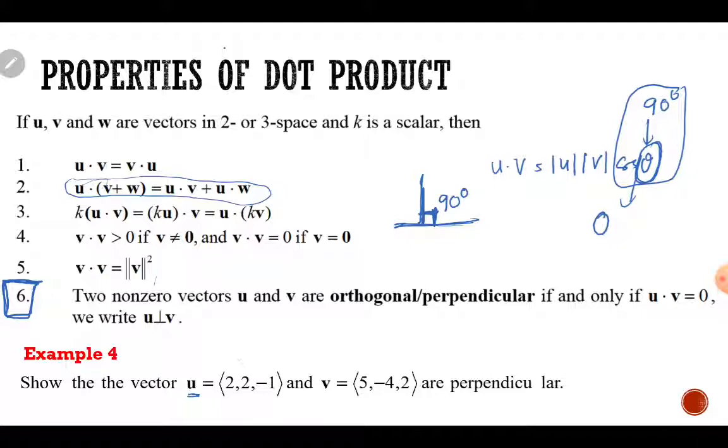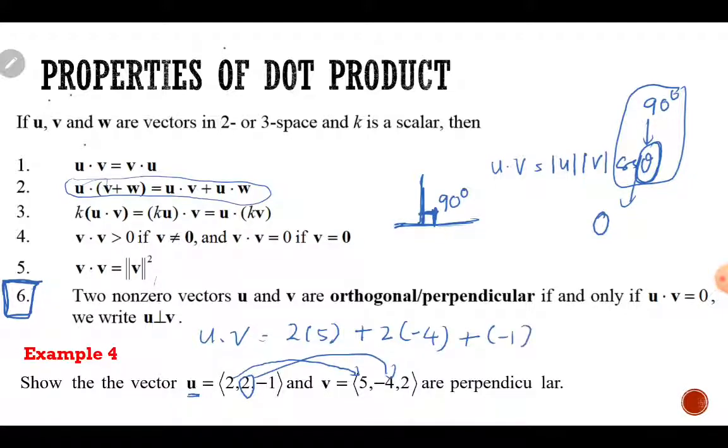So you may, senang je, dotkan je lah, tengok. So 2 darab 5 is 10 kan. 2 darab dengan 5 tambah 2 darab dengan negatif 4. Then tambah dengan negatif 1 darab dengan 2. So 10 tolak 8 tolak 2 sama dengan 0.